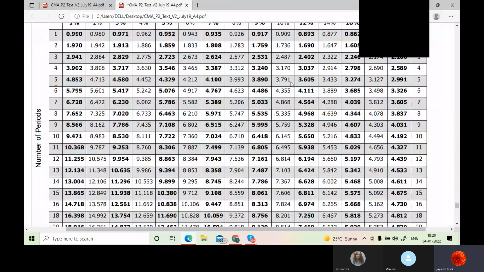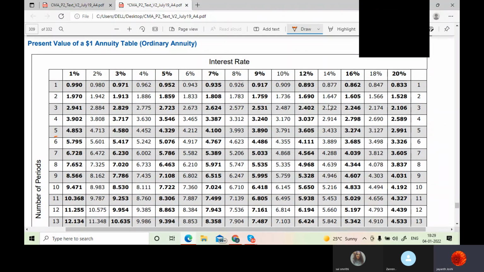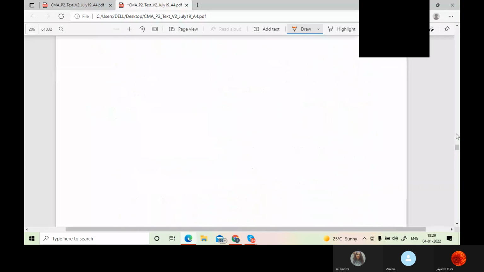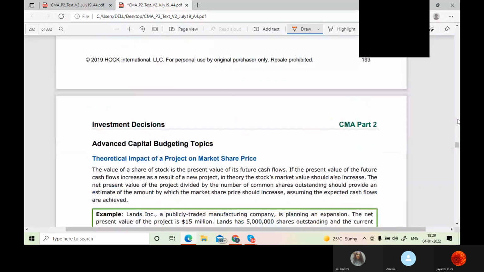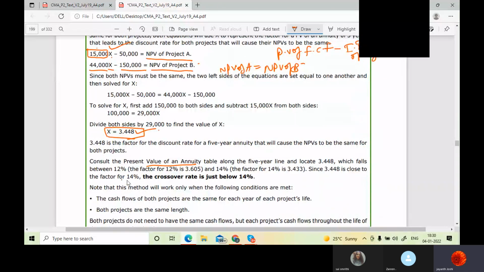Fifth year, 3.448. Exactly, it is coming. Not exactly, but it is coming near to 14%. So yeah, that is your crossover rate, right? Fine. Just finish it off.